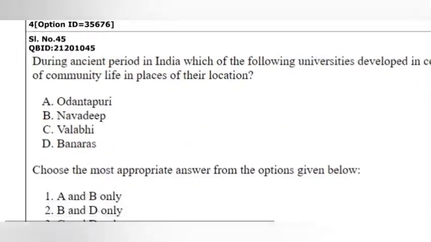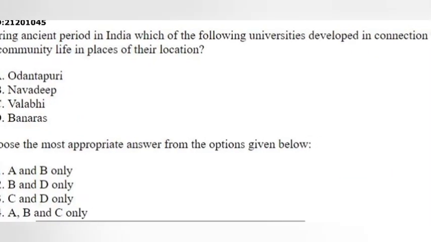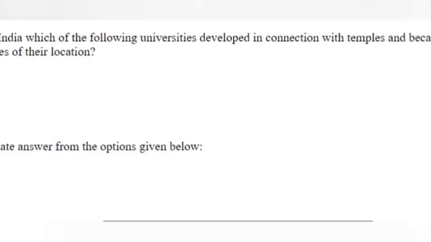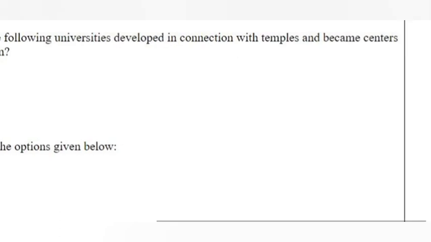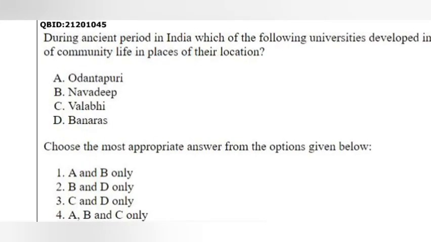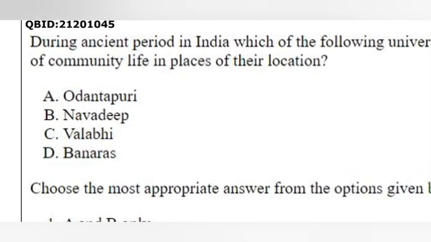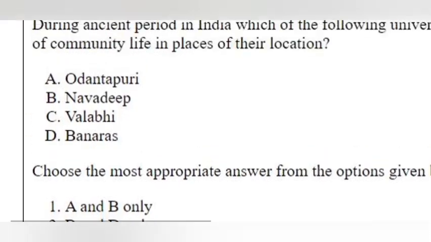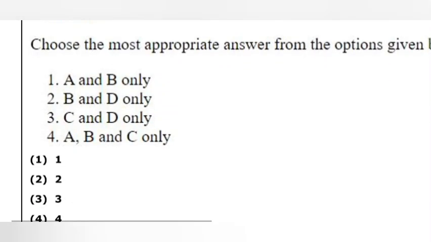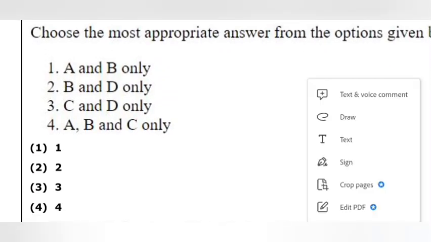45 says, during ancient period in India, which of the following universities developed in connection with temples and became centers of community life in places of their location? Odantapuri, Navadip, Bhalavi, Banaras. AB, BD, CD, ABC. 45, it will be B and D.